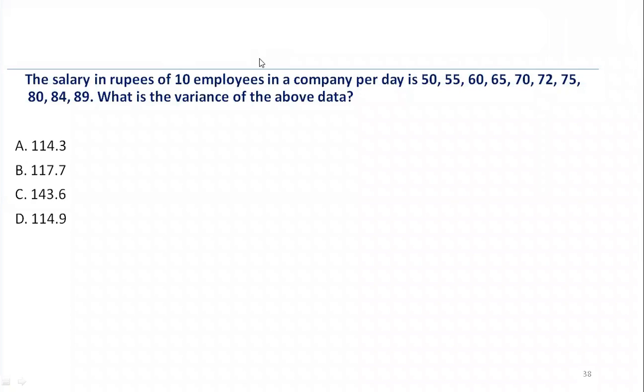The salary in rupees of 10 employees in a company per day is 50, 55, 60, 65, 70, 72, 75, 80, 84, 89. Okay, totally 10 employees are there, and their salary per day, 10 observations, they have given. What is the variance of the above data?